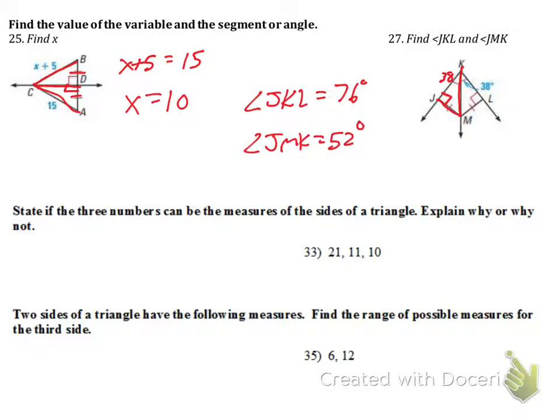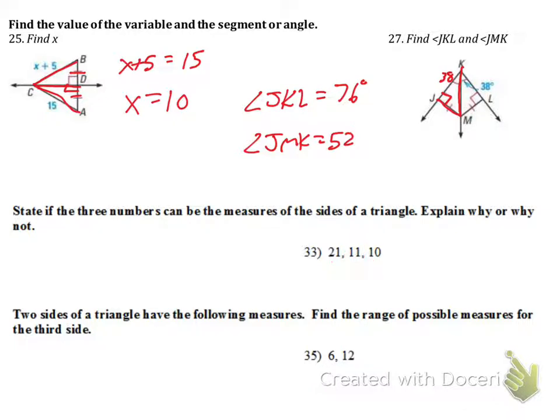State if the three numbers can be measures of the side of a triangle. Explain why or why not. So all you need to do is, when you add these two, it has to be bigger than this one. And then when you add these two, it has to be bigger than this one. And then when you add these two, it has to be bigger than the middle one. So any two sides, when added up, have to be greater than the third side.